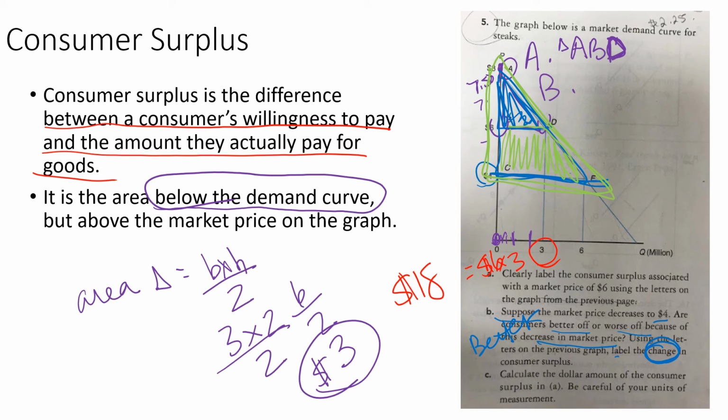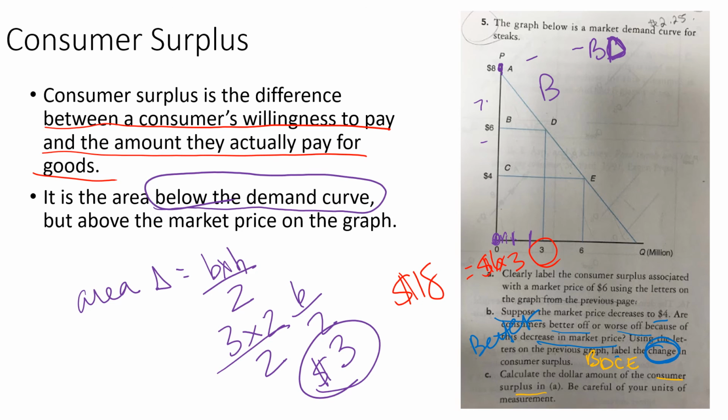So if we are labeling the change, it is going to be points B, D, C, E. And you can just write that, and that's fine. Calculate the dollar amount of the consumer surplus in A. We already did that over here. That was 3. Be careful of your units of measurement. There might be a D on the other side of this page. Maybe there is, maybe there isn't.